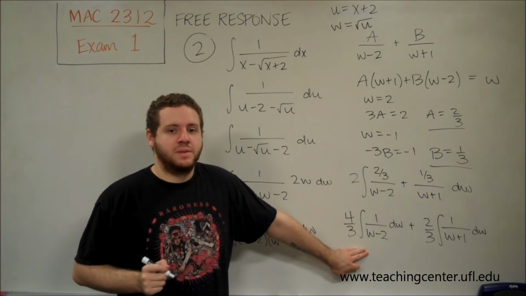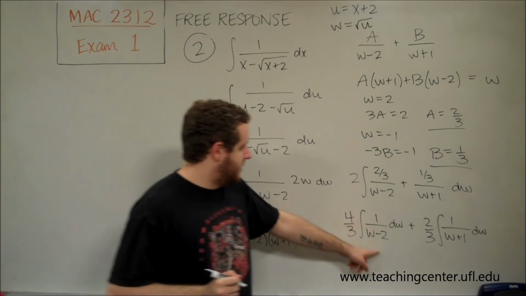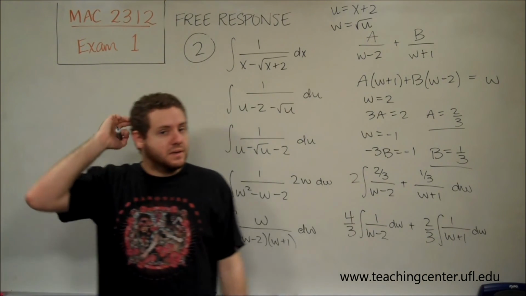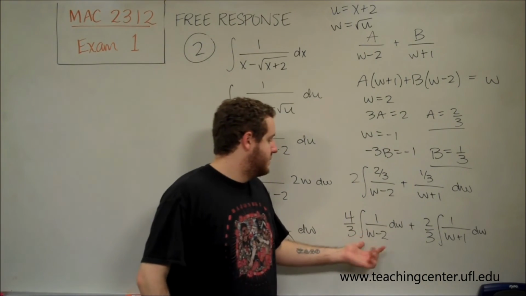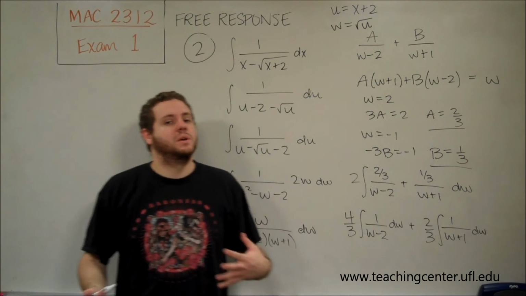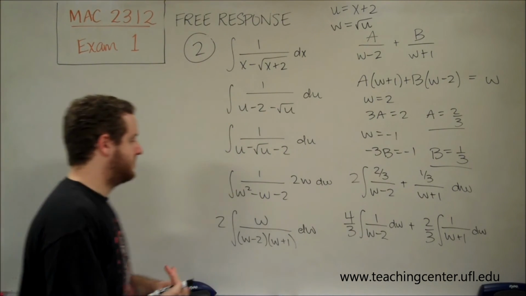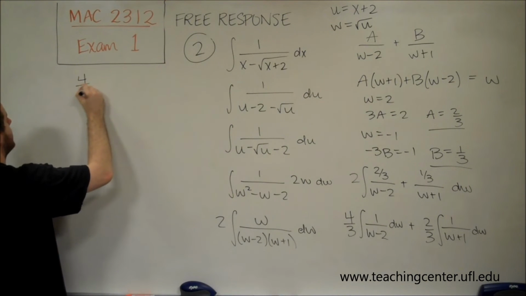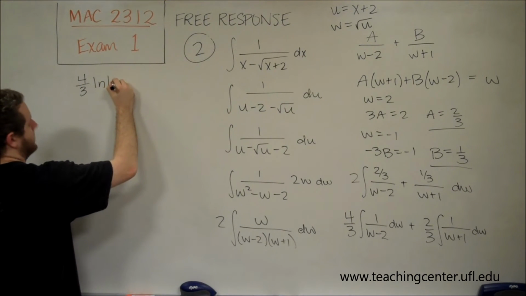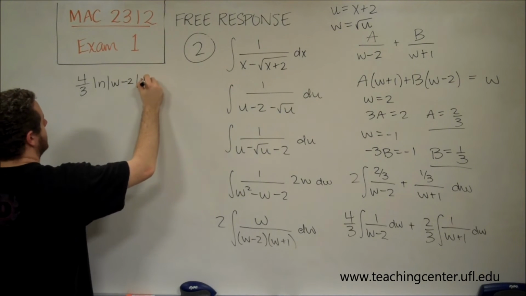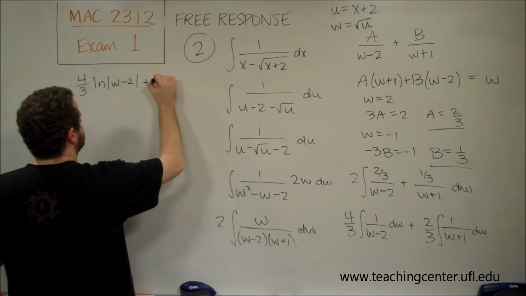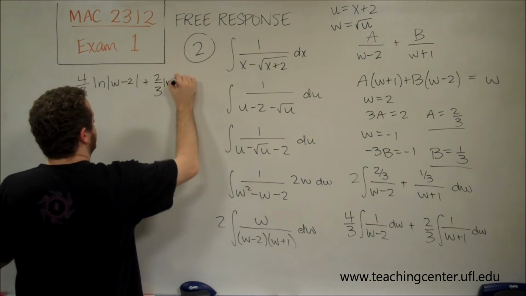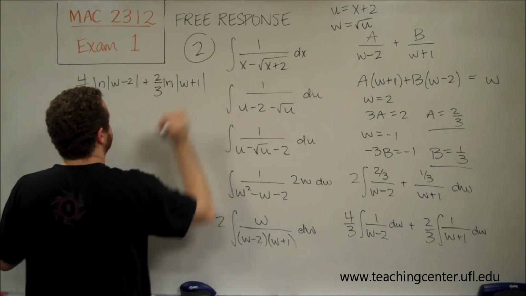So now we just need to evaluate these integrals. But like I said, these are just basic ln's because we don't have any factors that we would have to worry about if we were doing a u substitution. So our first integral there is just going to be 4/3 ln of w minus 2. And our second one is just going to be 2/3 ln of w plus 1.